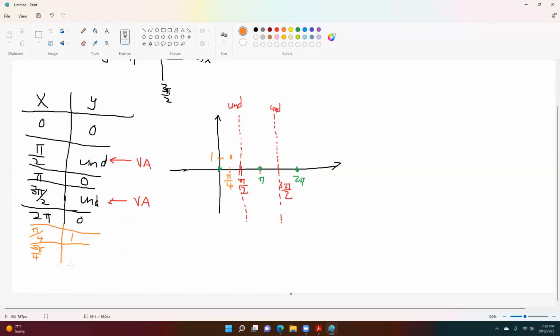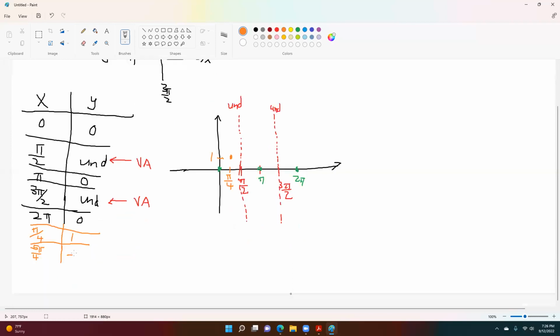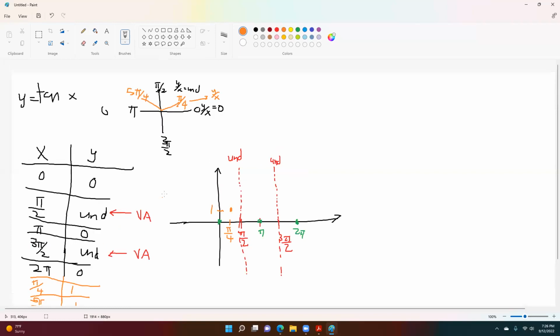One. No, this will get 1. You get a -1 because this is in quadrant 2. So where is 5 pi over 4? 5 pi over 4 is between pi over 2 and pi. So this is 5 pi over 4. And it is a -1, which is right over here. So a really big orange dot here.